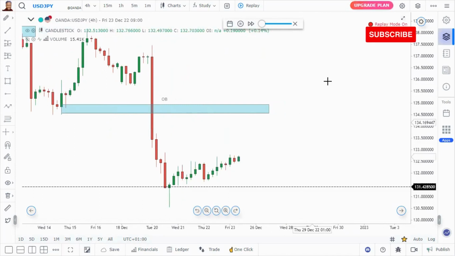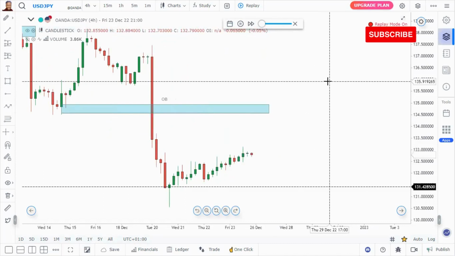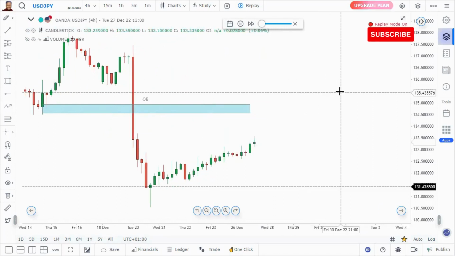Pardon my chat, guys. This thing cannot run any faster than this. This is the fastest it can go. This is a charting platform that I use to trade, to backtest.